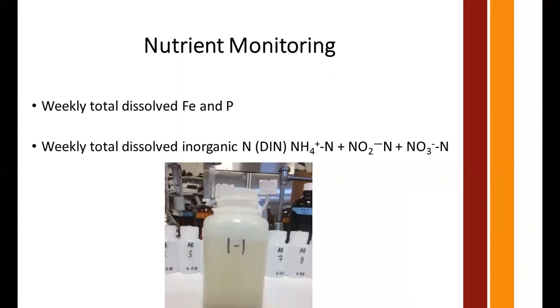Okay, nutrient monitoring. I monitored nutrients weekly for total dissolved iron and phosphorus, and also for total dissolved inorganic N, also abbreviated as DIN, D-I-N. This is a combination of ammonium N, nitrite N, and nitrate N.